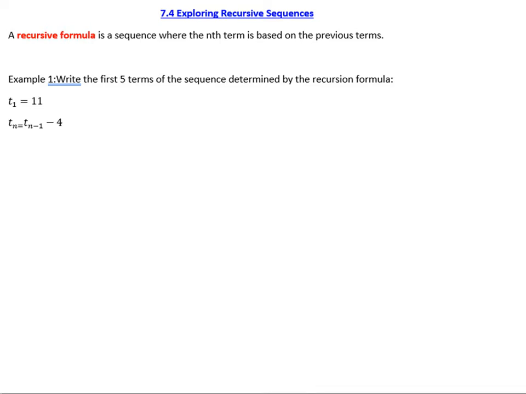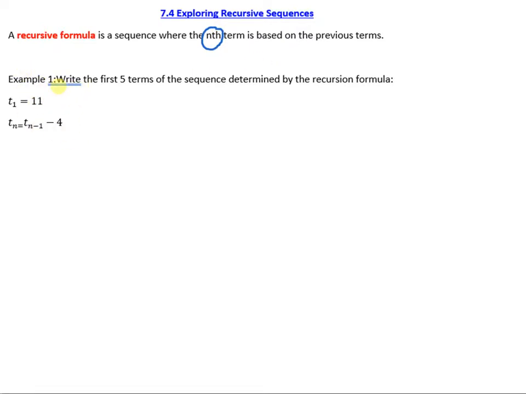In section 7.1, we kind of just defined a recursive sequence. So just going back to what a recursive sequence is, basically you're given a certain amount of information, and then you're able to come up with the next term by using the previous term. Okay, I'm going to show you how that's set up. So a recursive formula is a sequence where the nth term is based on the previous terms.